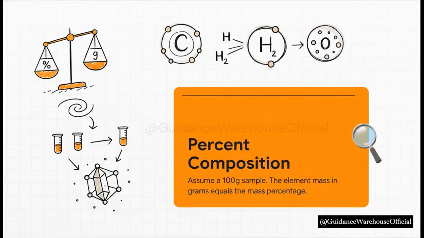The trick here is actually beautifully simple. Just assume you have exactly a 100-gram sample. If you have 100 grams total, then 40% carbon is simply 40 grams of carbon. You literally just drop the percent sign and write grams. From there, you follow the exact same steps we just learned. Convert to moles, divide by the smallest, and you'll find the ratio is 1 carbon, 2 hydrogen, and 1 oxygen, giving us an empirical formula of CH2O.